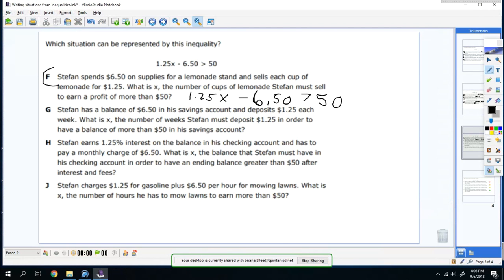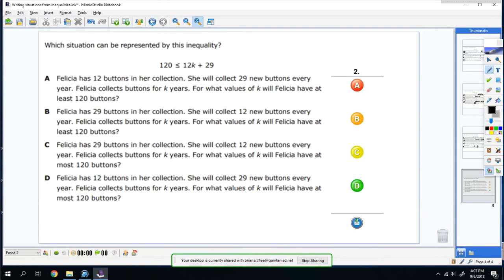Let's look at G. G says Stefan has a balance of $6.50 in savings and deposits $1.25. Okay, that means to add, automatically wrong. Stefan earns 1.25%. Well, 1.25% will be 0.0125 as a decimal, so that's wrong. Stefan charges $1.25 for gasoline plus $6.50 per hour. Okay, well, two things are wrong. That says plus and it says per hour, so that means $6.50 will have the x next to it, so that's wrong. All right, so now you try one. Pause the video and try it by yourself.